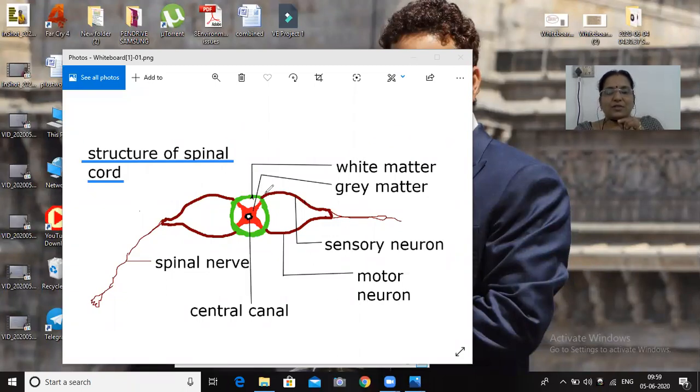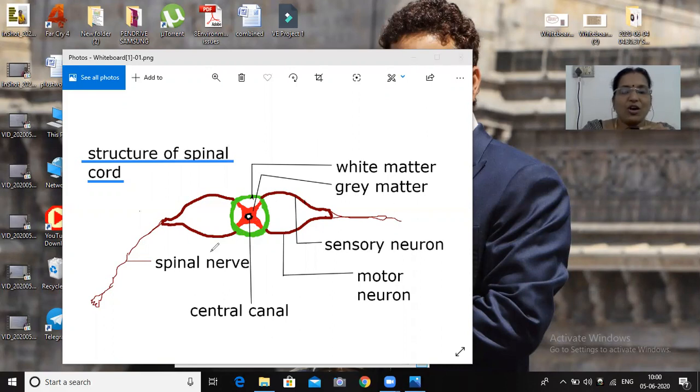The different parts of spinal cord are, you can see, sensory neuron. Actually, this is dorsal root. And here you can see motor neuron, that is ventral root. Then gray matter, white matter, these two things you have studied already. It is very familiar. It is related to myelin sheath. All these things you know. Then spinal nerve, then central canal.